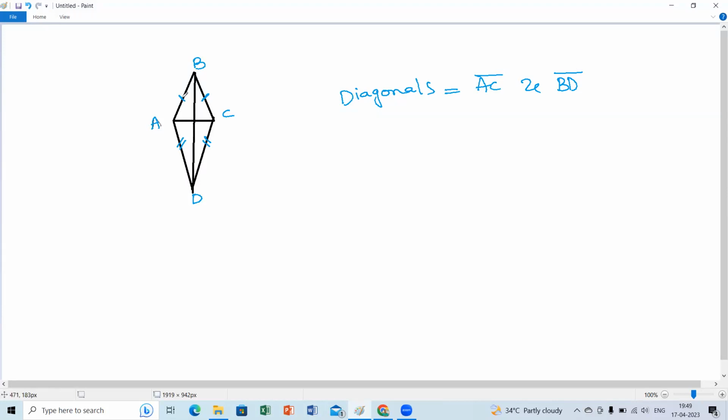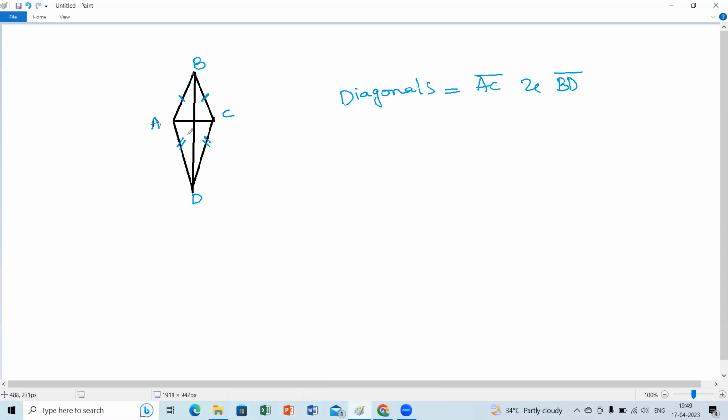Which diagonal makes the kite into two congruent triangles? BD, ma'am. Is it AC? Can we write AC is a diagonal which divides the kite into two congruent triangles, or BD? Which one? BD, ma'am. BD is the diagonal.